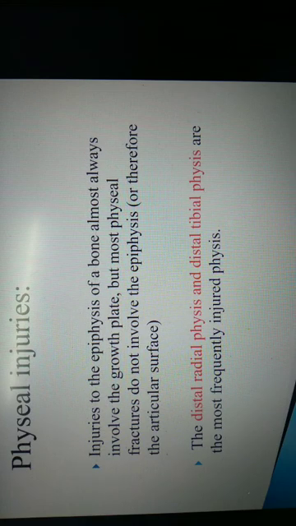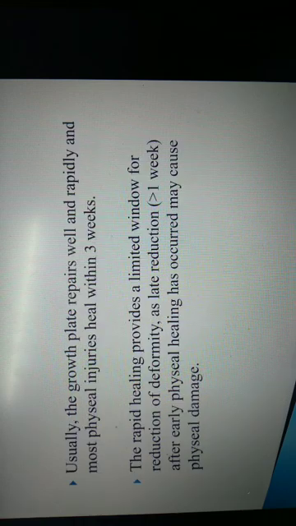Injuries to the epiphysis of the bone almost always involve the growth plate, but most physeal fractures do not involve the epiphysis. The most common examples are the distal end radius physis and the distal tibial physis, which are the most frequently injured physes. Usually, the growth plate repairs well and rapidly, and most physeal injuries heal within 3 weeks, compared to the adult, where it takes 6 weeks. So it is half of the healing time. That's why remodeling capacity is greater in children than in adults.